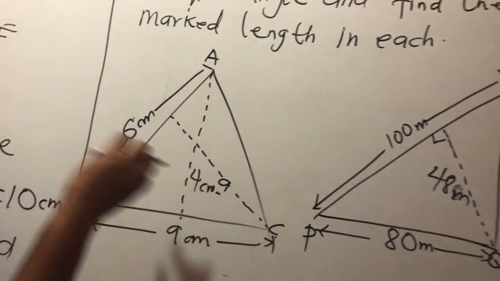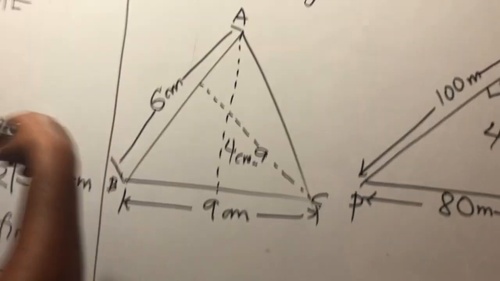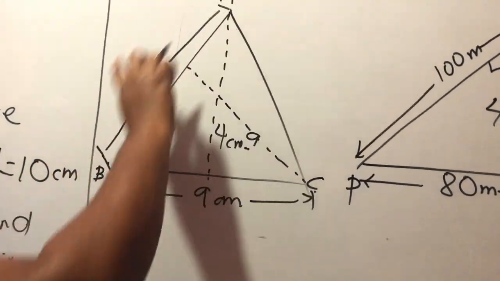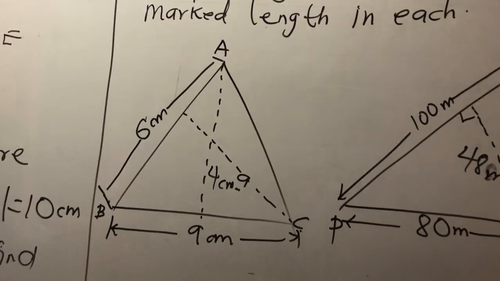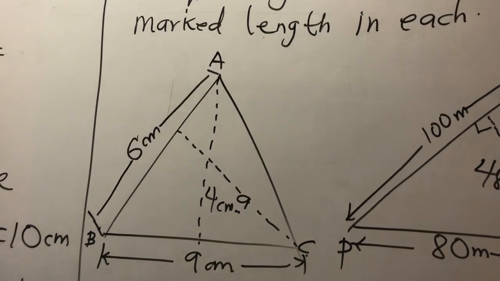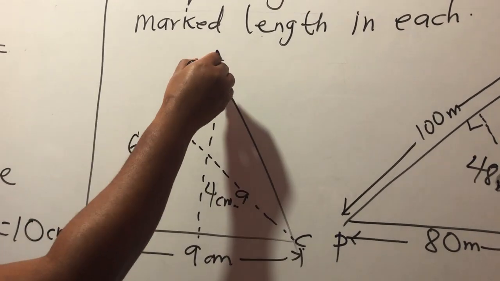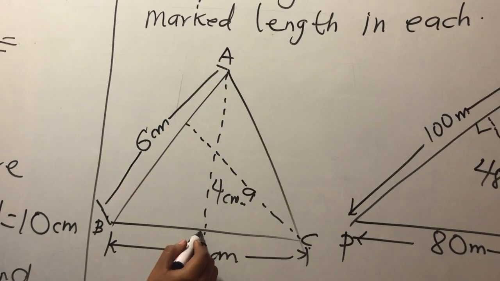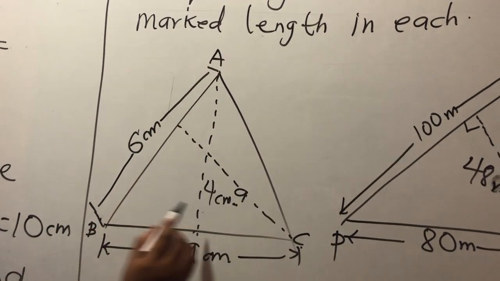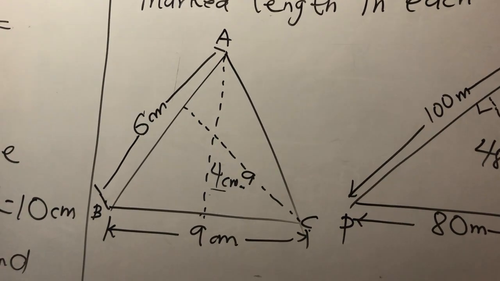whichever height you pick and its corresponding base will give you what? The area of the triangle on the board. So let's look at the first height. The first height is what? It's 4 centimeters. That is what? This one, A here, the A down here. So this is the first height. So what is its measurement? Its measurement is what? 4 centimeters.